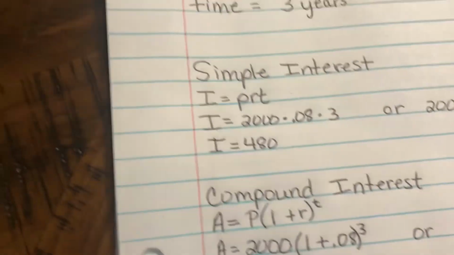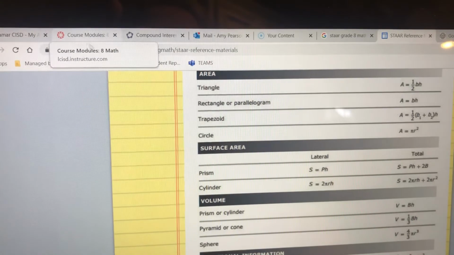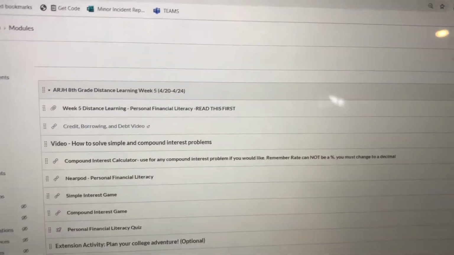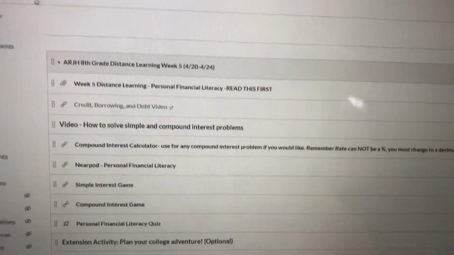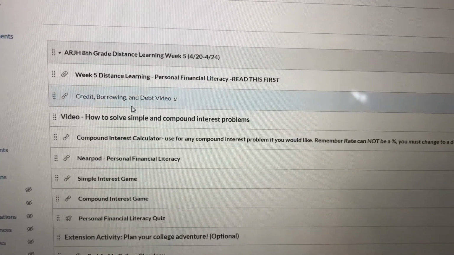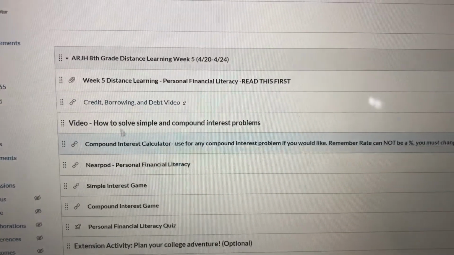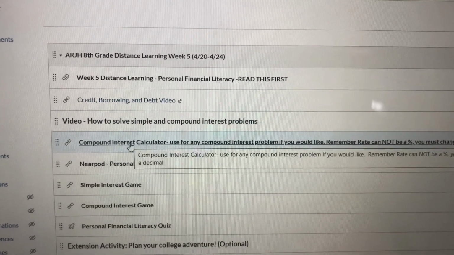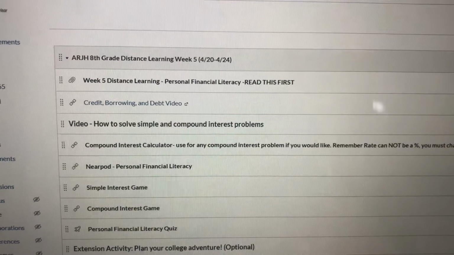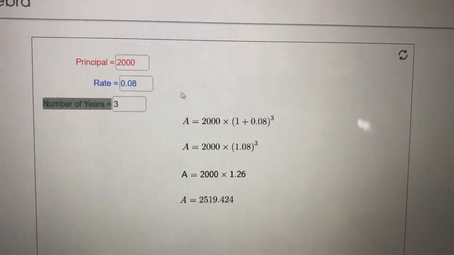I want to show you one other way. Fortunately for all of us who don't work these problems on a regular basis, someone has created a calculator for us. So if you can't do the calculations on your phone, you can go to, and this is embedded in the modules, you'll see this compound interest calculator here. If you click on that, it takes you to this image right here, and you can enter the numbers in here.